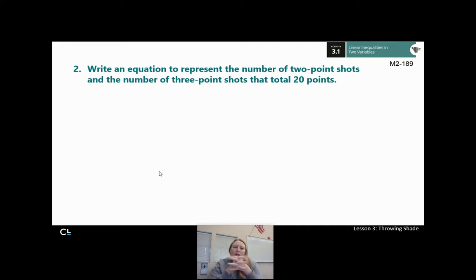Can you actually write an equation now? Can you write an equation with an equal sign to represent the number of 2-point shots and the number of 3-point shots that would total 20 points? Make sure you tell me what your variables represent. Go ahead and hit pause, write your equation, and then hit play when you're ready to check your work.